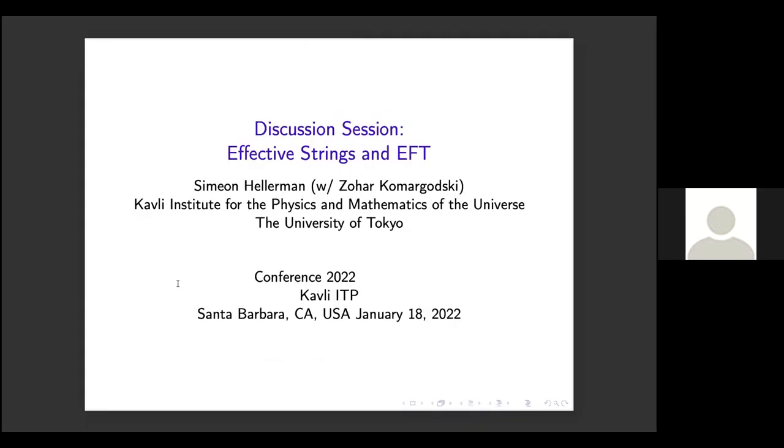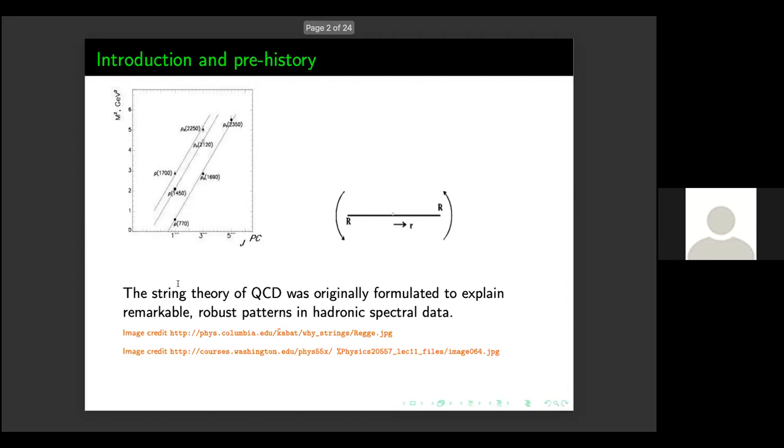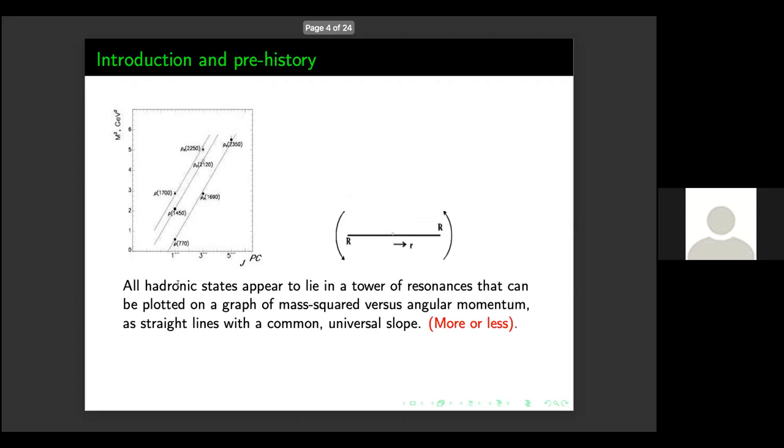Okay, so thank you. So the string theory of QCD was originally formulated to explain remarkable robust patterns in hadronic spectral data, as you know. All hadronic states appear to be arranged in a tower of resonances that can be plotted on a graph of mass squared versus angular momentum as straight lines with a common universal slope, more or less.